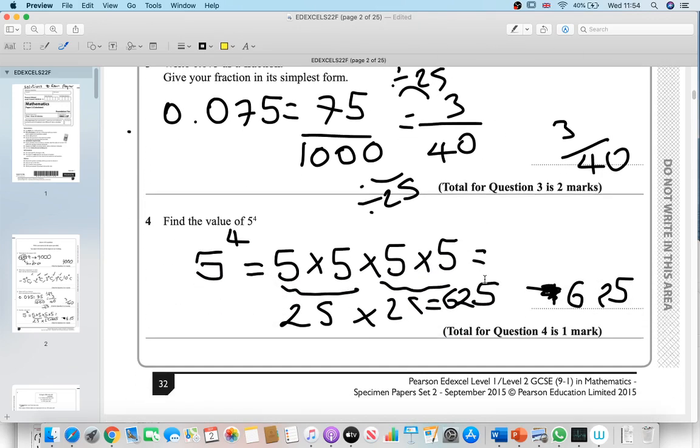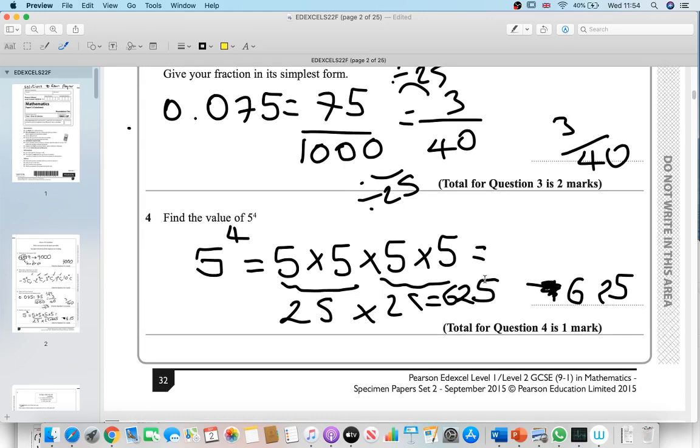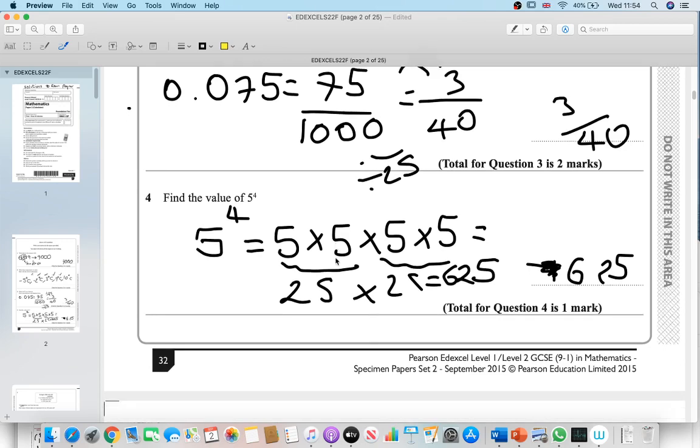5 to the power of 4 means 5 times 5 times 5 times 5. So to find the value of 5 to the power of 4, 5 times 5 is 25, and 25 times 25 is going to be 625. It's the same as doing 25 squared, which is 625.